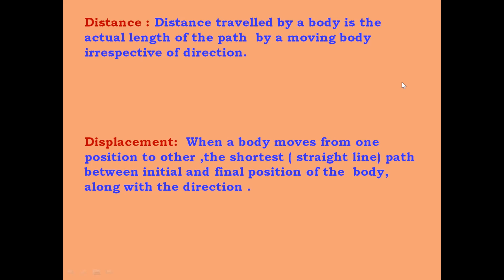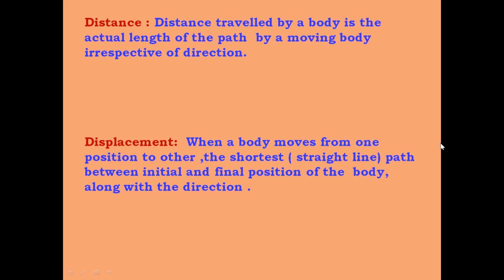The object may move in a circular direction, clockwise or anti-clockwise. When we talk about distance, we don't describe its direction. But when we talk about displacement, we discuss its direction also. So from where to where, what is the initial position and what is the final position of the object. When a body moves from one position to another, displacement is the shortest or straight line path between the initial and the final position of the body, along with the direction.